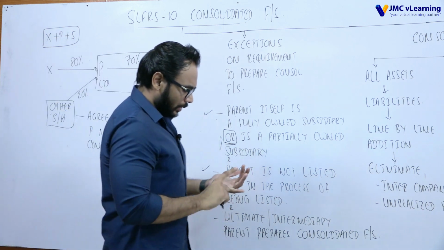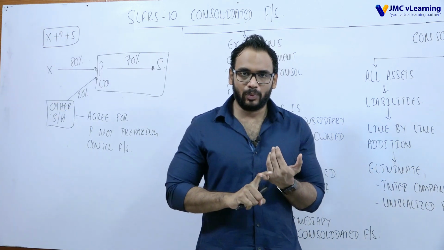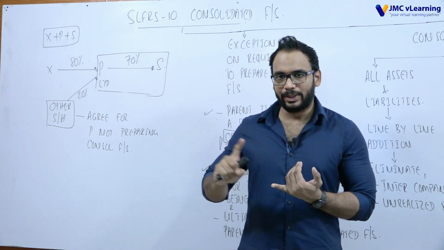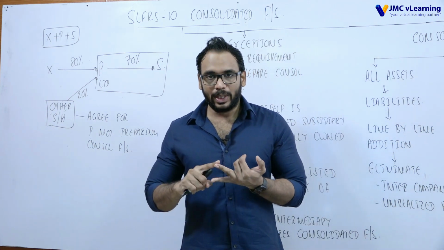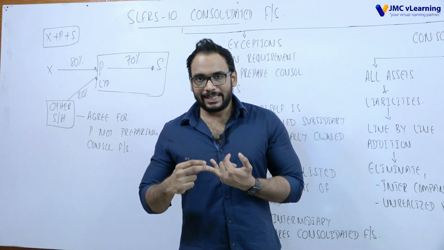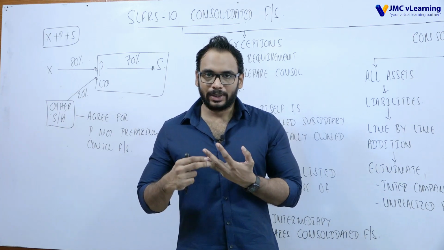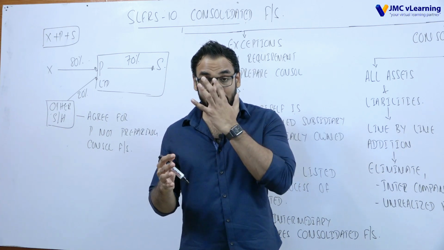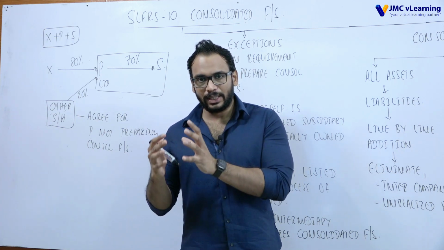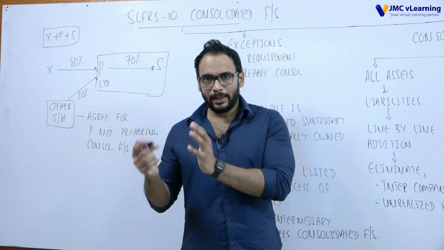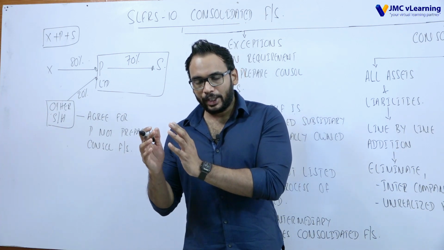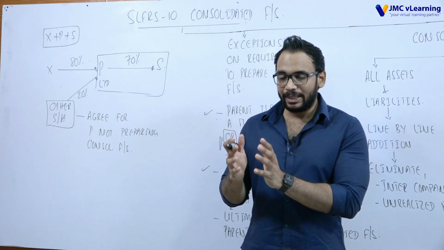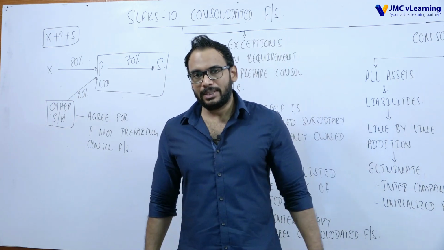Right. So we understood why or when you have to prepare consolidated financials, that's when you have control over an entity. Then we discussed what we mean by control. Control is the power over relevant activities, being the activities that significantly affect the returns of the entity, exposure to variable returns, and a link between power and returns of the entity.